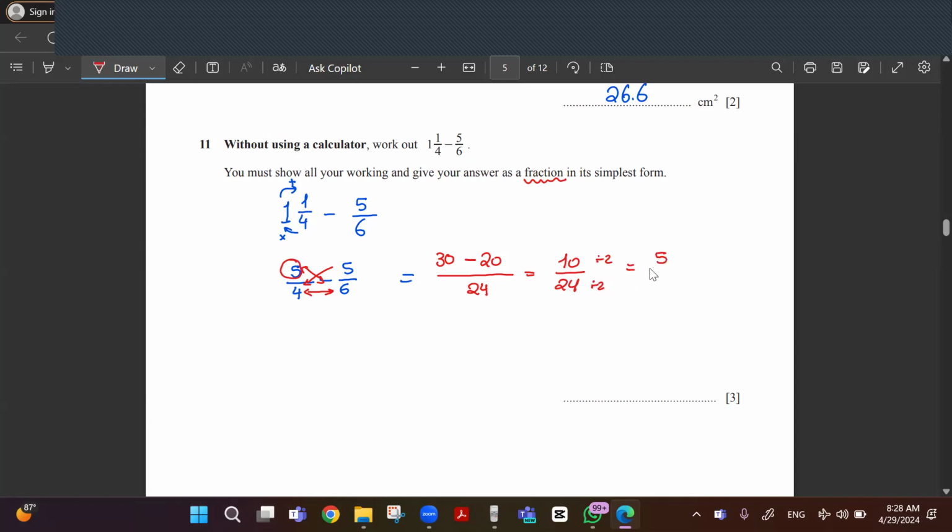10 divided by 2 is 5, and 24 divided by 2 is 12. And this is 5 over 12. And don't forget to check your answer with the calculator also. Only checking.